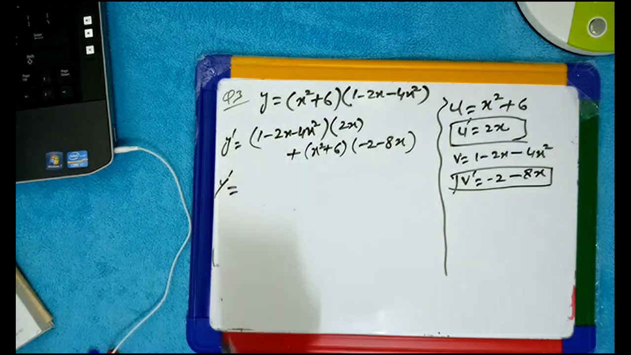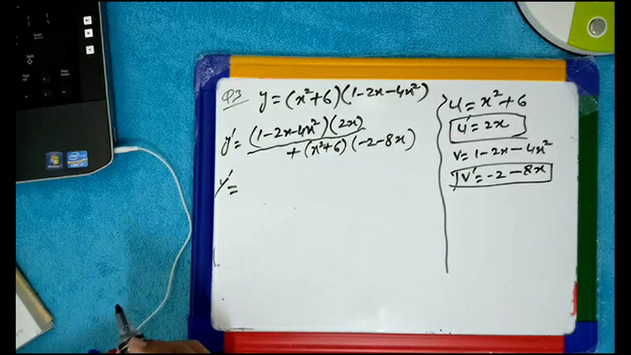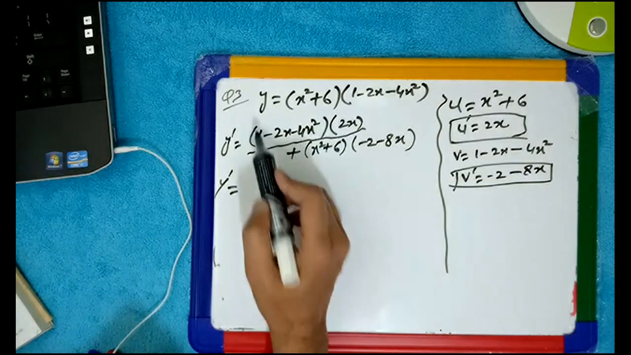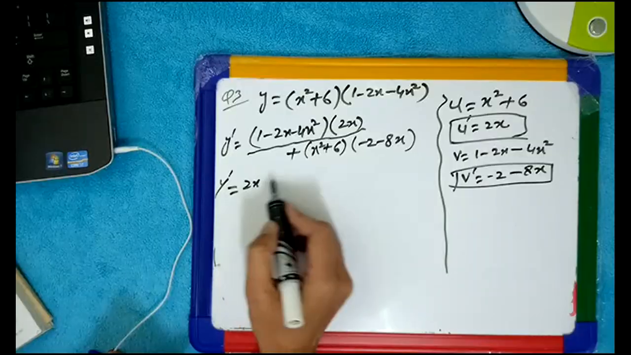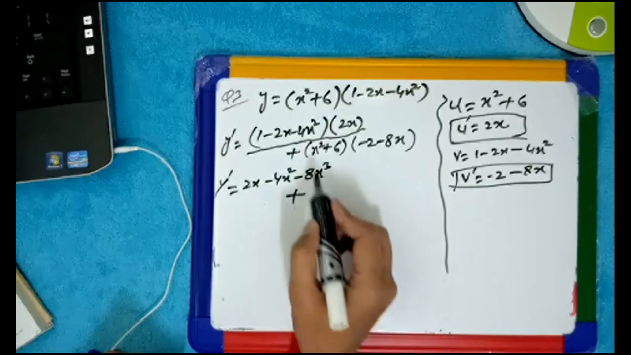So what's the next step? y dash. Now you just add them together. First you have to multiply. First multiply, 1 minus 2x. If you expand it, what will you get? If you multiply this with 1, what will you get? 2x minus 4x squared minus 8x cubed. Next there is a plus sign, then minus 2x squared.